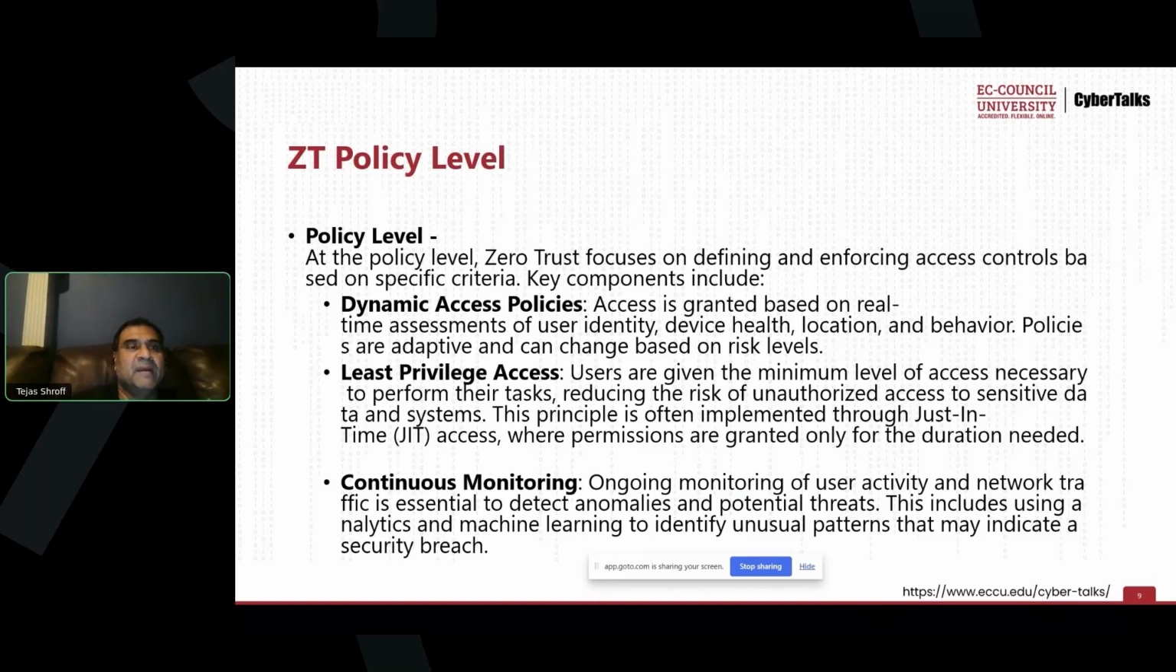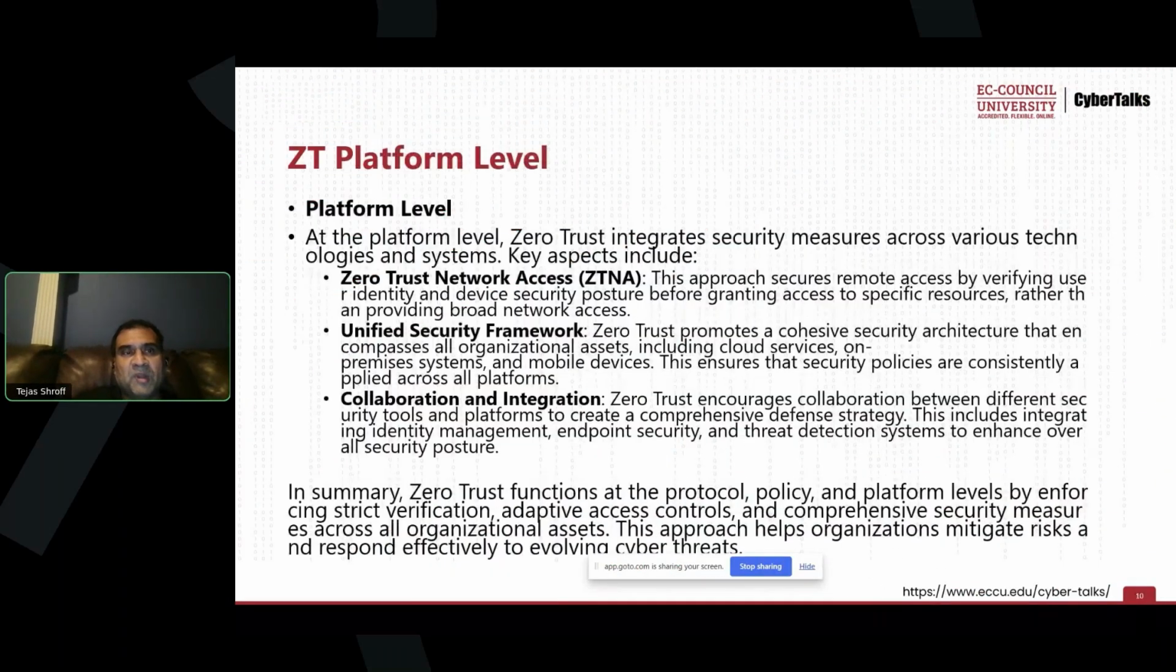And now the third P, we're going at the platform level. So at the platform level, you're taking various measures to make sure you're granting zero trust network access. You're securing the remote access by verifying the identity of the user and the security posture of a device before granting access to specific resources.